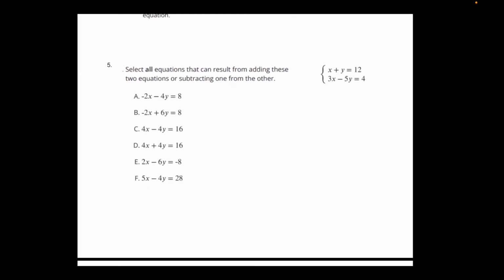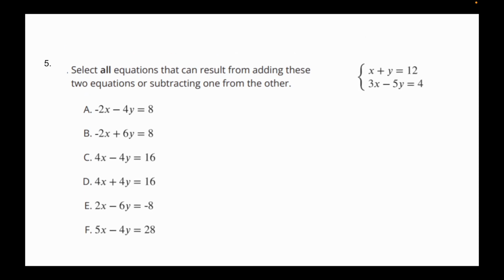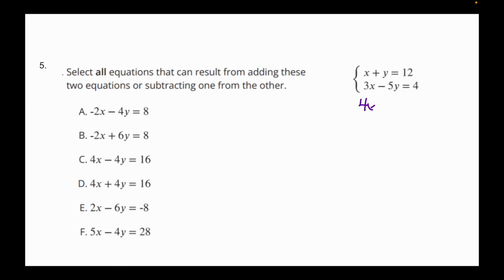Now, 5 here asks us to select all equations that can result from adding these two equations or subtracting one from the other. So let's start by adding them up. If we added, we would get 4x minus 4y is equal to 16. And I see that here as choice C. And it does say select all, so I know this is not my only answer. Let's actually subtract as well.